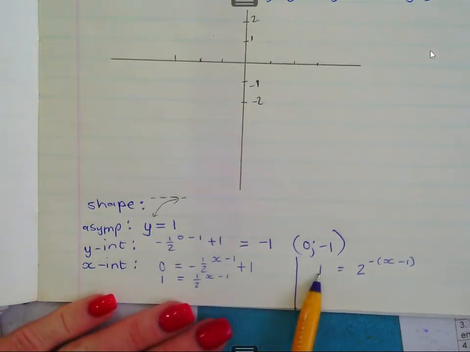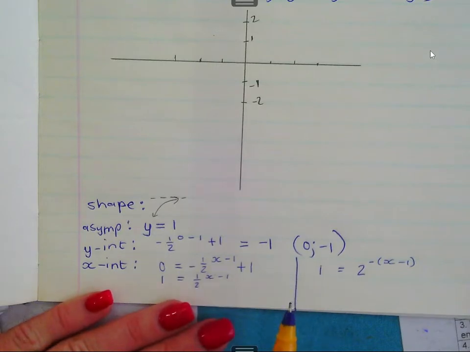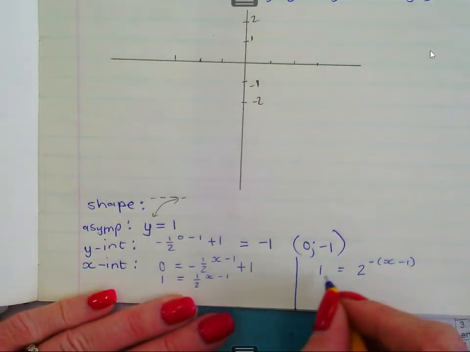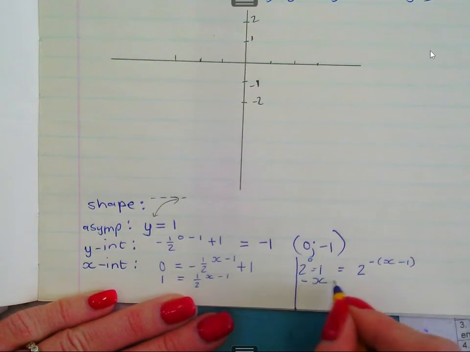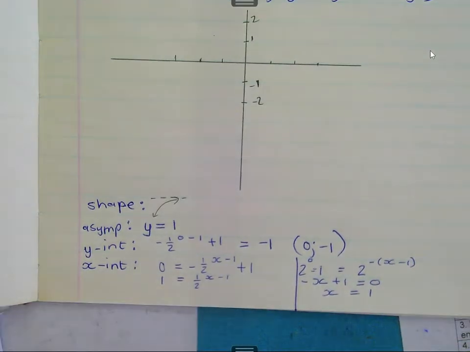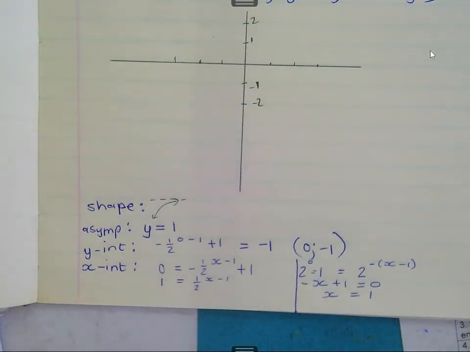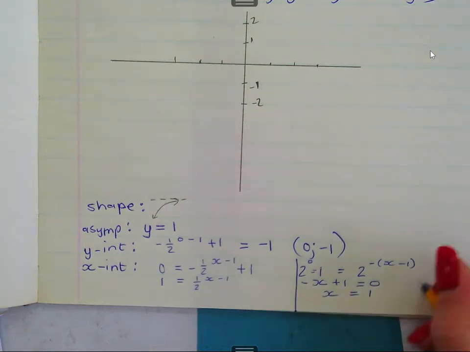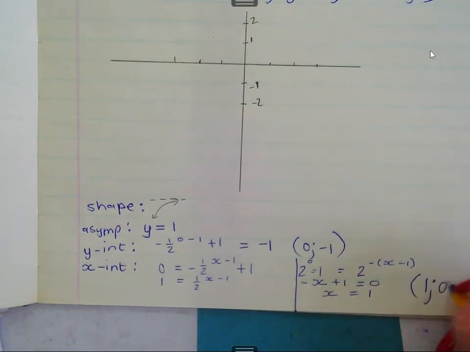How can I write 1 as 2 to the power of something? 2 to the power of 0. Therefore, I know I've got negative x plus 1 equal to 0, and then x is equal to 1. So you see how the exponent work is coming in here. So I do have an x-intercept that I can calculate. It's 1 and 0.